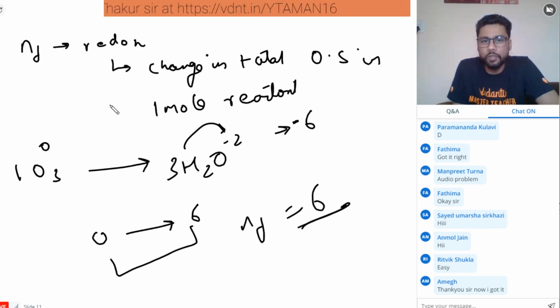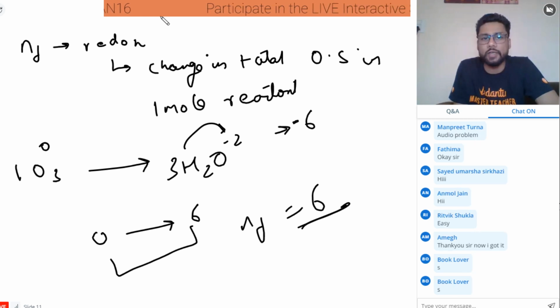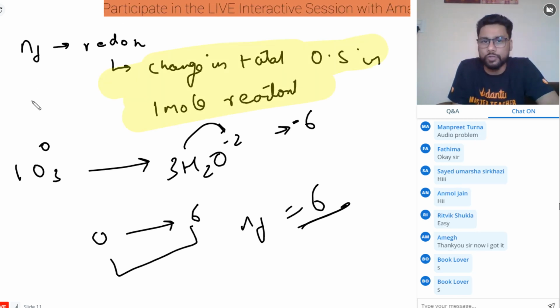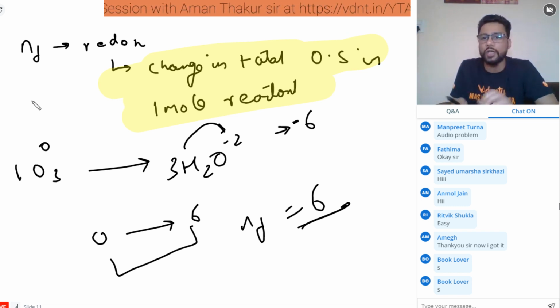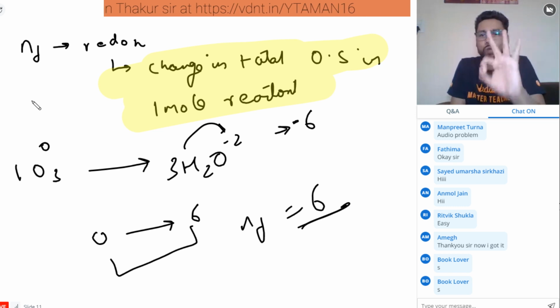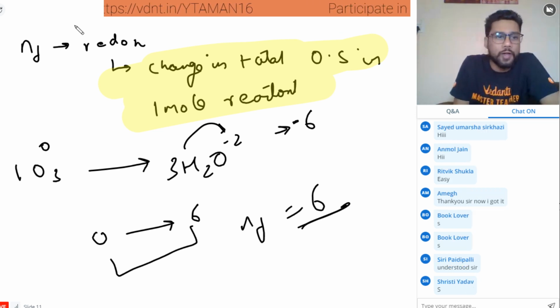Getting my point? This is how you calculate the n factor, and this is the definition of n factor in redox. The total change in total oxidation state in 1 mole compound. That is why all the 3 oxygens were chosen. Next question.